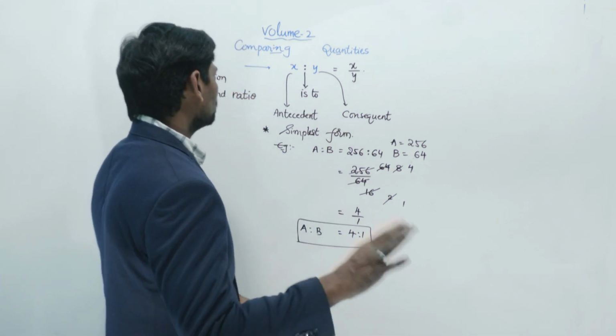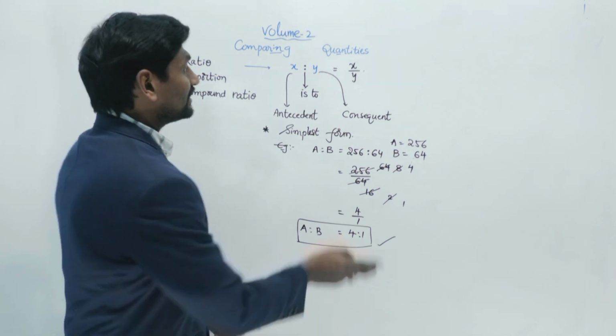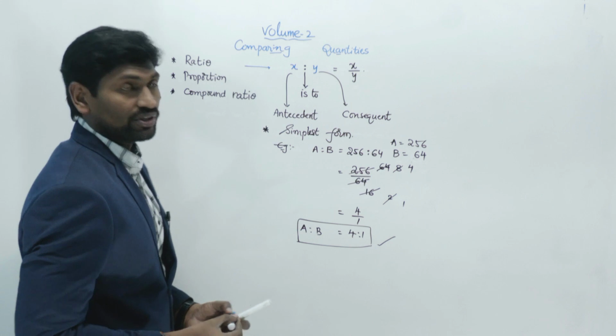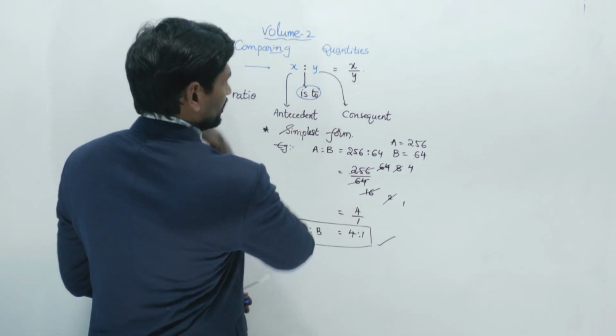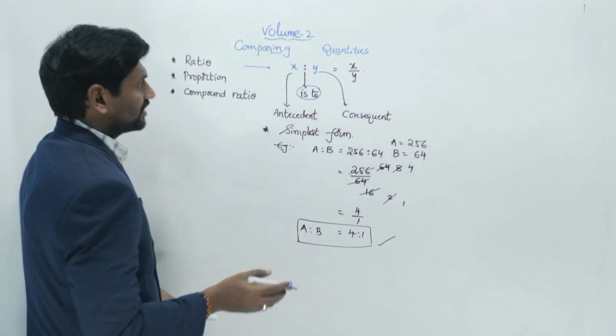Clear? Now coming to proportion. And before that, what is the symbol of ratio? The symbol for ratio is called "is to". Clear? Now let us discuss the proportion.